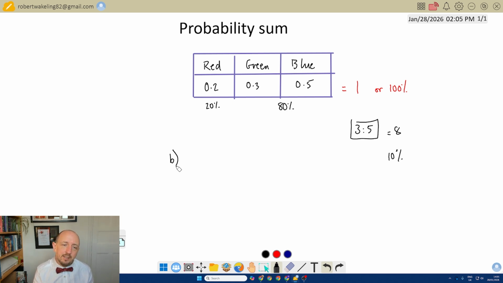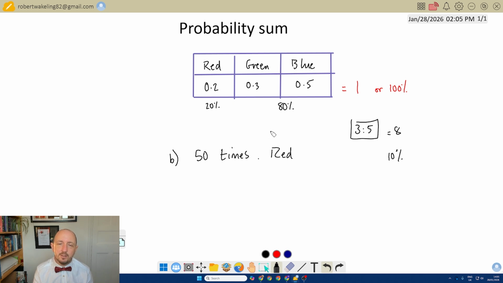Then part B, the experimental part, would be something like, okay, if I picked out 50 counters from this bag and just put it back each time, so take one out, put it back, I did that 50 times, how many times would I expect to see a red?